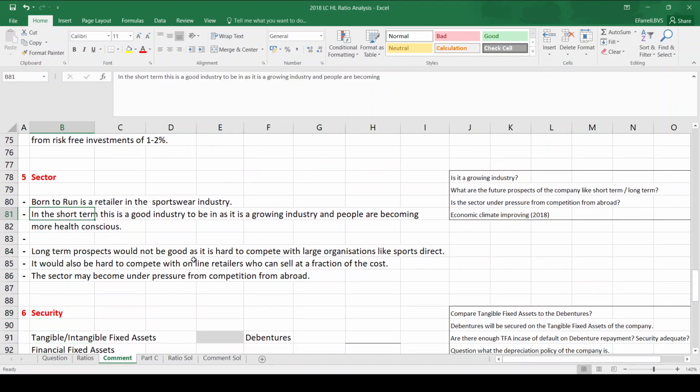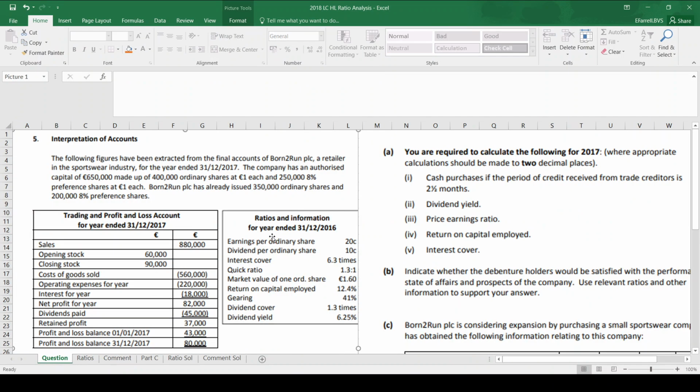Sector. So for sector, there are no ratios as such to work out here. We just have to comment about the sector that the company's in. Again, this will probably change on a yearly basis depending on the economy and all that kind of stuff. So you just have to make some valid points in relation to the company, and usually you will look at it in a short-term view and a long-term view.